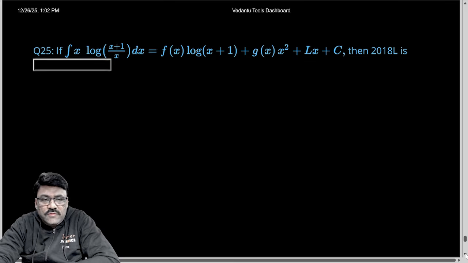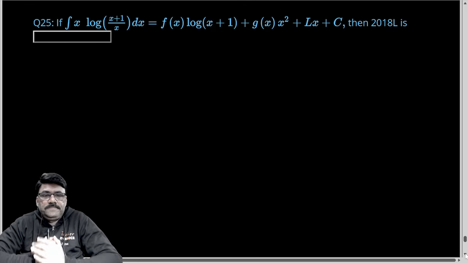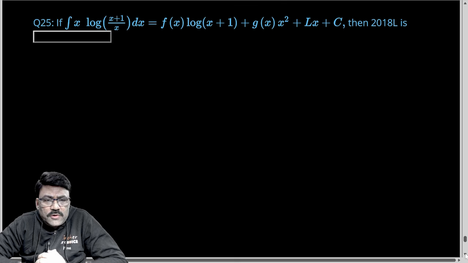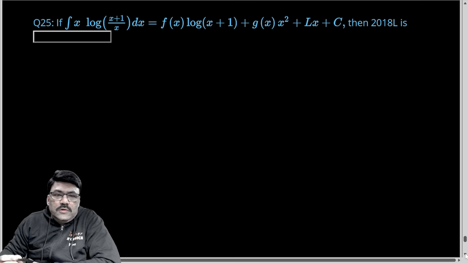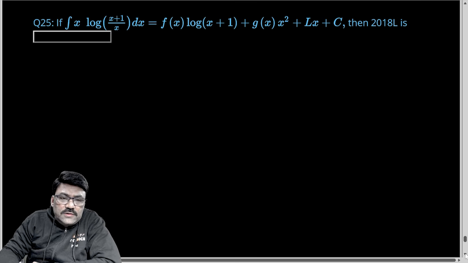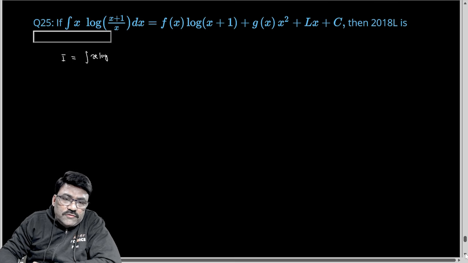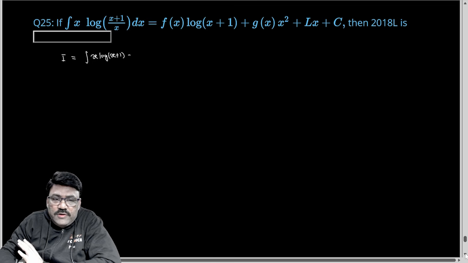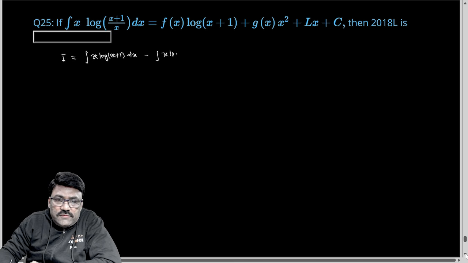Okay, see this question. This is from indefinite integration. This integration on the left is given as f(x) log(x plus 1) plus g(x) x square plus Lx plus c. So what will be 2018 L? Basically, you have to find L only. So I can write this integration as the integral of x times log(x plus 1) dx, where log is actually ln here, minus the integral of x times log x dx.